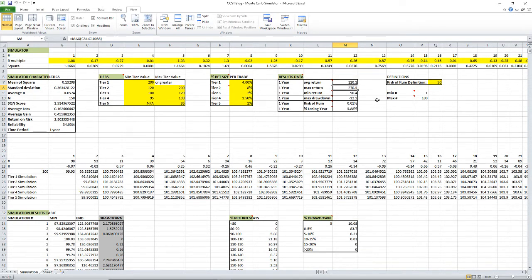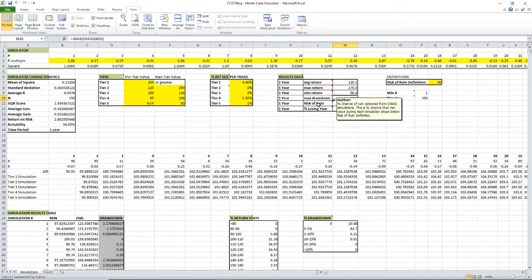Maximum return out of the 10,000 results generated was 270.5. Minimum return was 90.4. So this is all at the end of a year of trading, what I can expect. That's saying that after a year of trading, I ended up losing 9.6% of my capital. That's the maximum drawdown during the year. I can expect my capital to go from 100 and actually draw down 12.2% of my capital. So that's the worst case. I can expect to lose 12.2% out of 10,000 simulations.